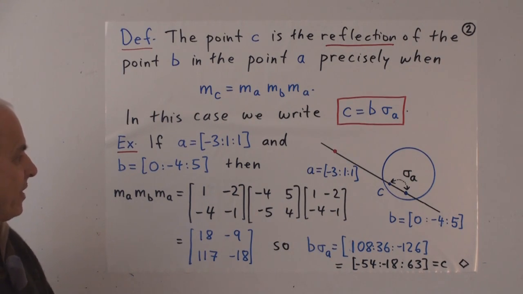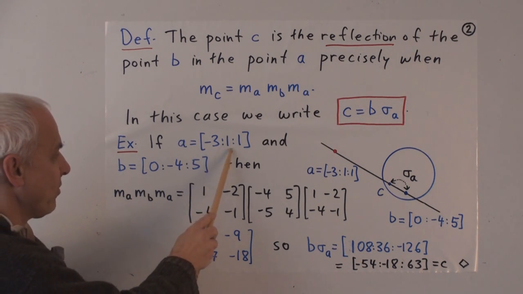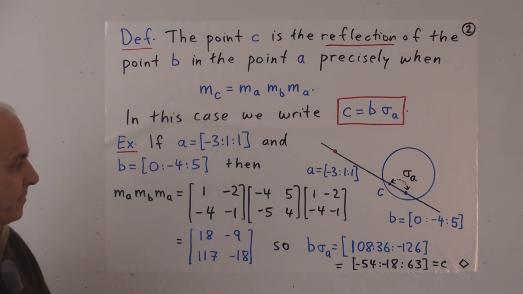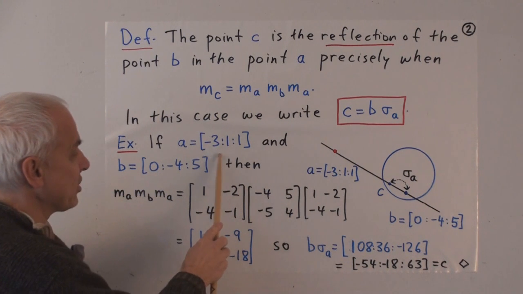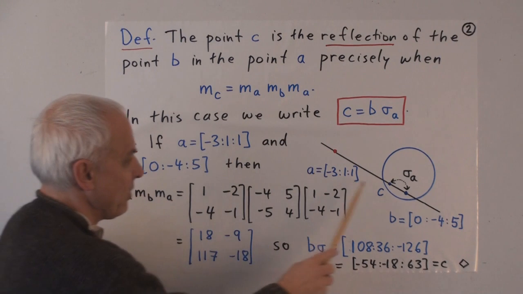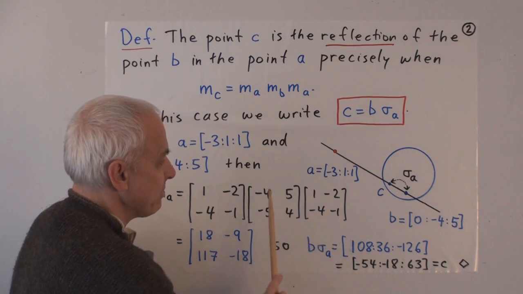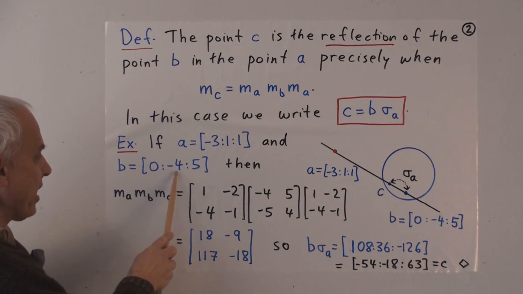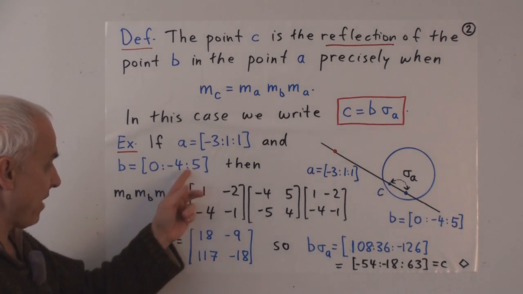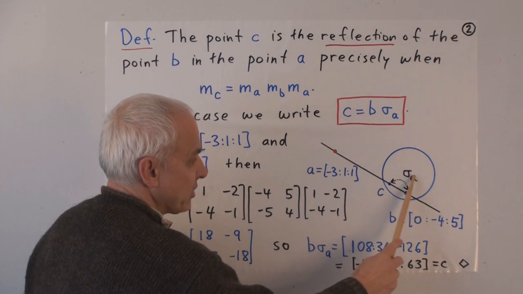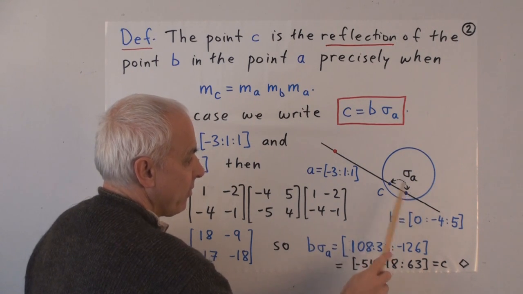Let's do an example. Suppose A is the point minus 3:1:1, and B is the point 0:minus 4:5. Where would this be in our picture? Well, minus 3:1:1, since there's a 1 in this last column, that's really like the point minus 3, 1. 1, 2, 3, that's minus 3, 1. There's the point A. And B, 0:minus 4:5. If we divide by 5, it's the point 0, minus 4/5. So 0 in the x direction, minus 4/5. There would be the point B.